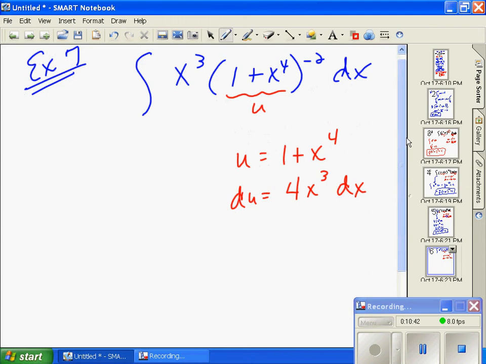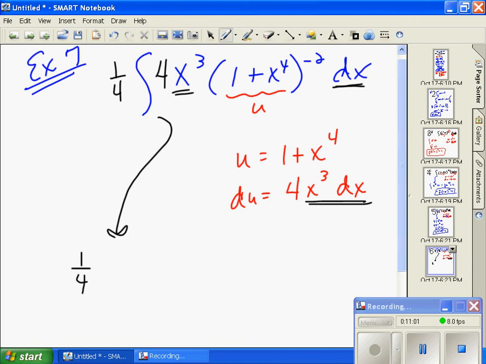So here we go. Next step, I'm looking for my du. I've got my x cubed dx. I do not have the 4, so I'm going to insert a 4 as well as a 1/4. So I'm multiplying by 1/4 times 4, which is just multiplying by 1. Perfectly legal. So I rewrite this as 1/4 times the integral of u to the negative 2 du.